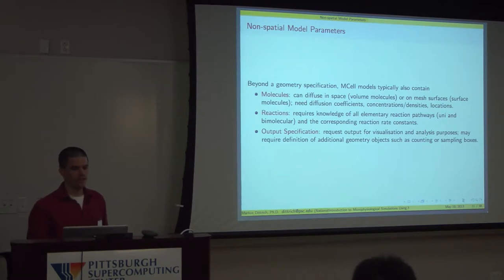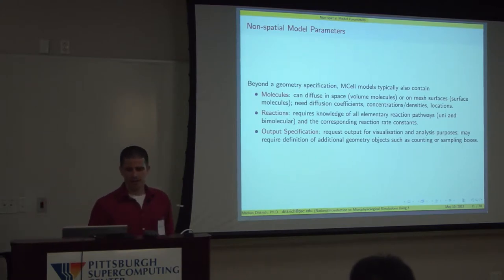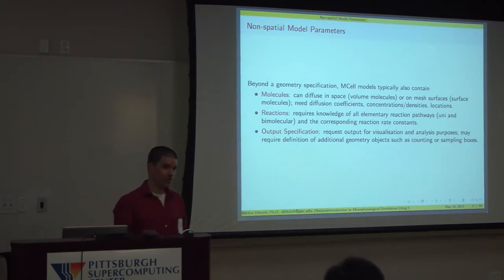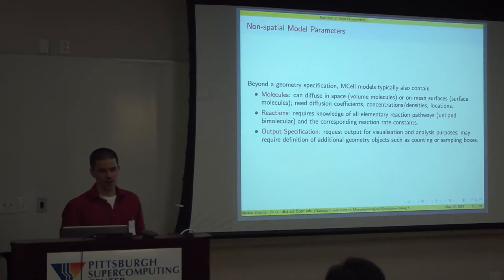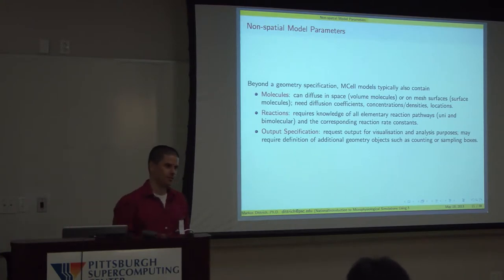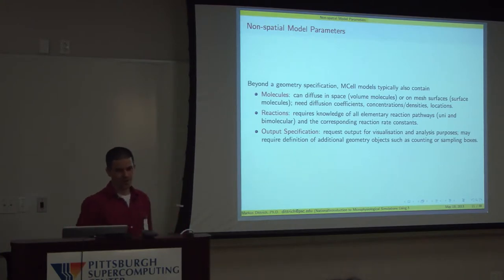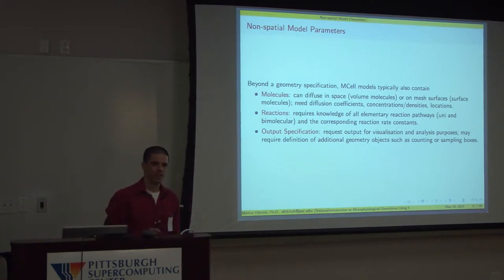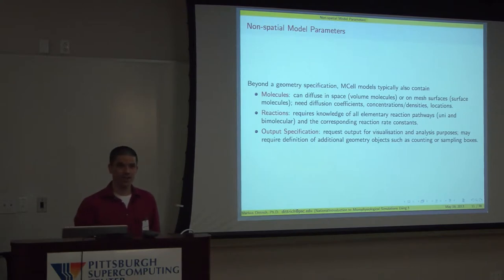Then reactions. Again, you need to know what the reaction pathways are in your simulation, and then write them down as uni or bimolecular reactions. We'll see how this works in more detail, but you have to write them down explicitly. So if you have 50, that's fine. If you have a very complicated reaction network and you have 10,000, then it becomes tricky. And this is where approaches like BioNetGen can be very helpful to deal with this complexity.